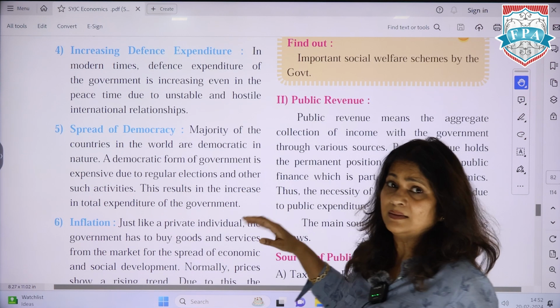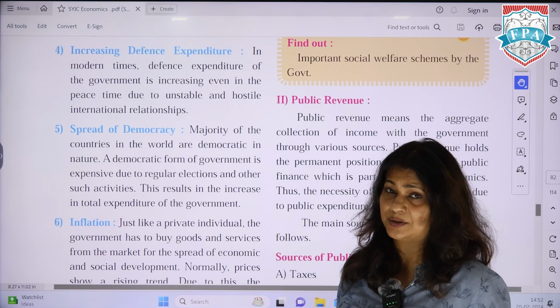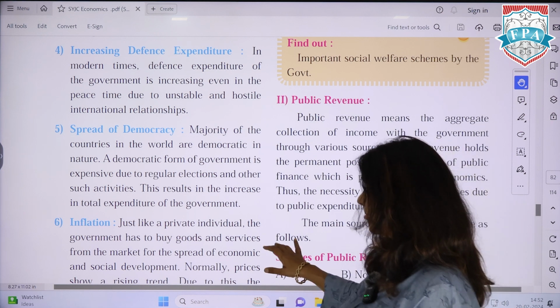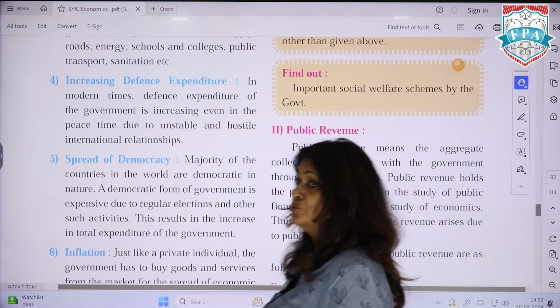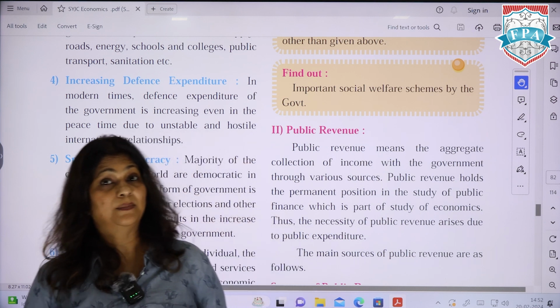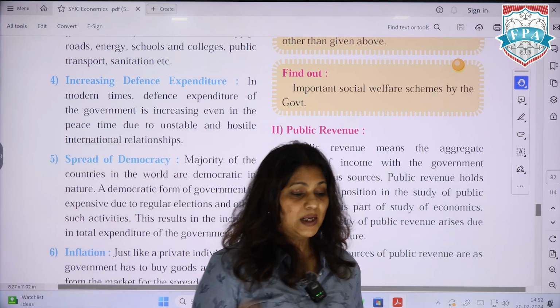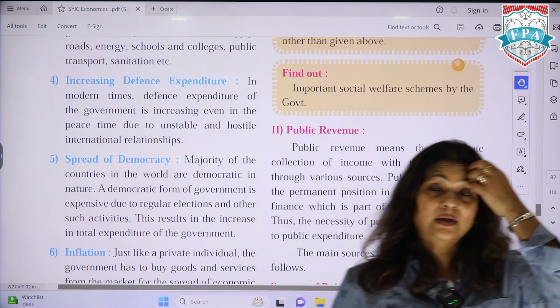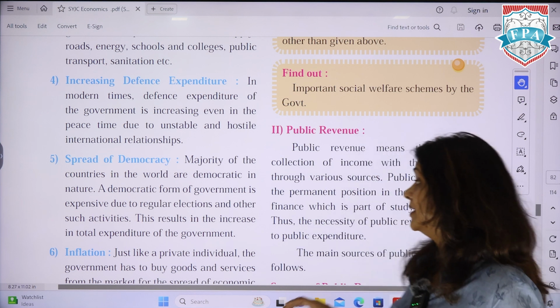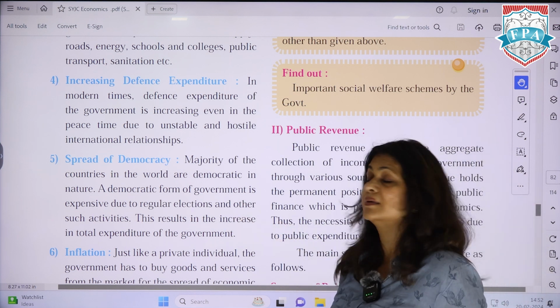And there is inflation which is being witnessed over the years. So even the government expenditure has increased. And there is a huge growth in industrial development. So the government has to spend on those schemes. Now, there's one point which I have not emphasized, and that is democracy. There has been a spread of democracy.